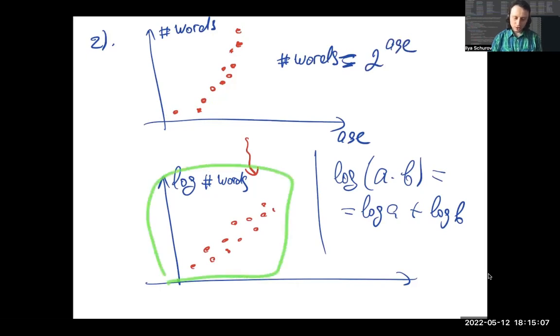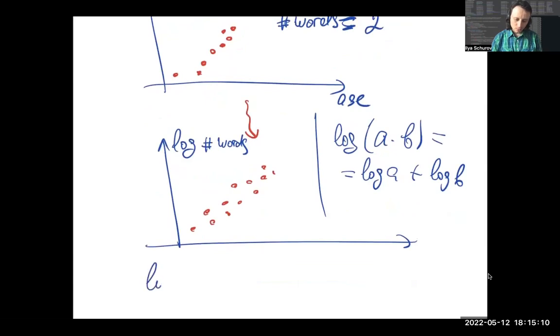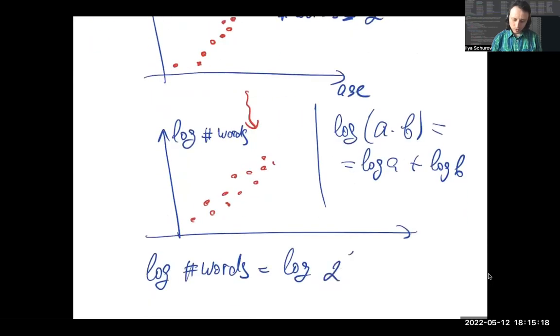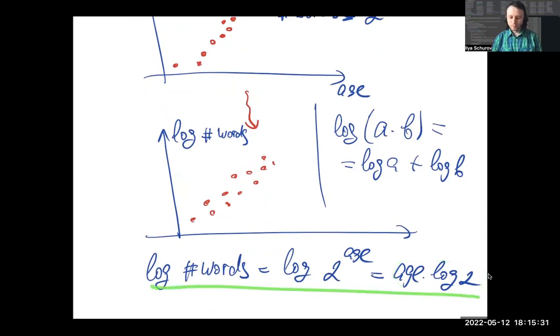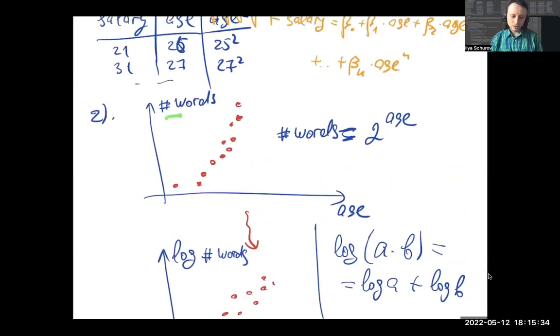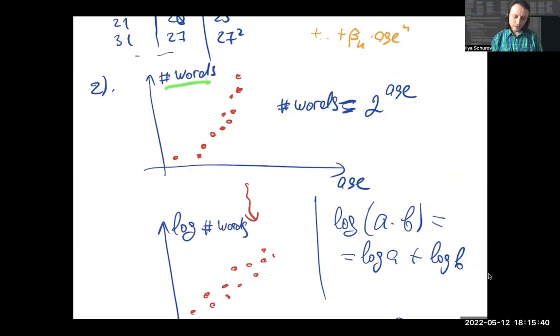then in this picture, this dependence would be: logarithm of number of words is logarithm of 2 to the power h. And this is h times logarithm 2. So now this dependence becomes linear. And this is also used rather often if you really have a dependence that looks like exponential and you have reasonable ideas why it is exponential.